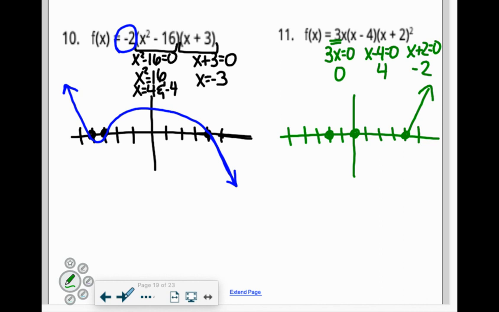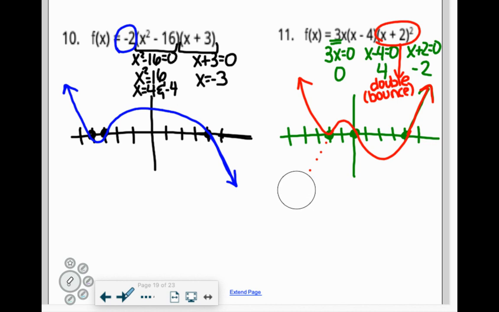The only other thing that I'm going to say about this one is that since this one was squared, that is a double root, meaning it counts as 2, and it is going to bounce, as we called it. That means that I'm going to go all the way through this one, all the way through this one, but when I get to the negative 2, I'm not going to keep going all the way down. Instead, it bounces back up like this. And that's it.